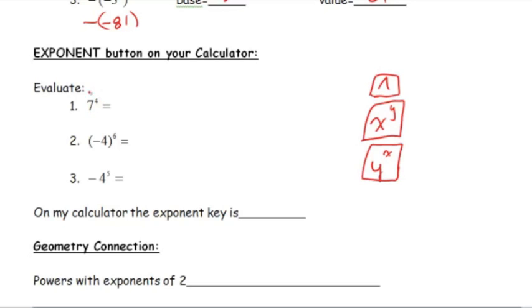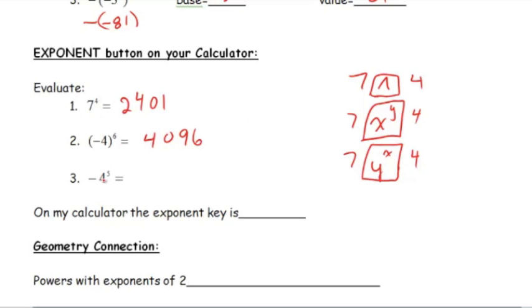For number 1 here, 7 exponent 4 on your calculator, if you type 7 and then your exponent button 4, you should get 2401. So make sure to try that on your calculator and make sure that you are able to get the correct answer there. Negative 4 to the power of 6. Same thing. Try this in your calculator, please, and make sure that you get the correct value so that we're using our calculator correctly. This is going to be crucial.